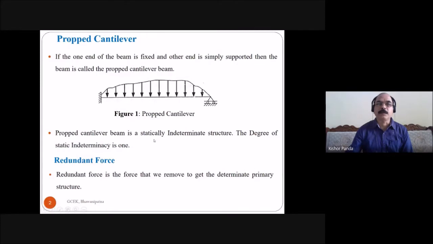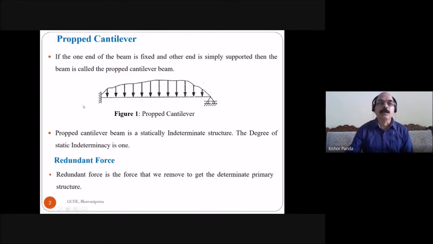A propped cantilever beam is a statically indeterminate structure, or statically indeterminate beam. The degree of static indeterminacy is equal to 1. You see how to find out the degree of static indeterminacy. Total reactions are three at the fixed end, and here the reaction is 1, so 4. The degree of static indeterminacy is equal to R minus 3, that is 4 minus 3 is equal to 1. So the degree of static indeterminacy of this propped cantilever is equal to 1.